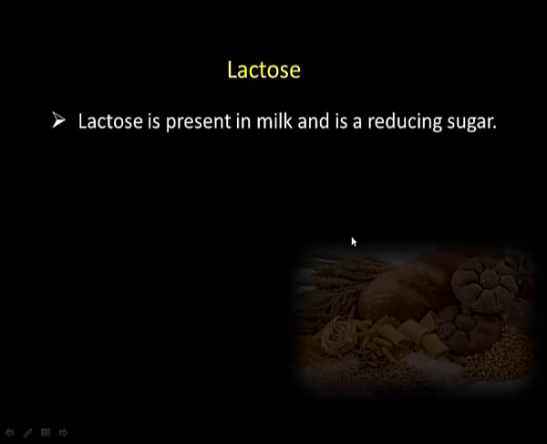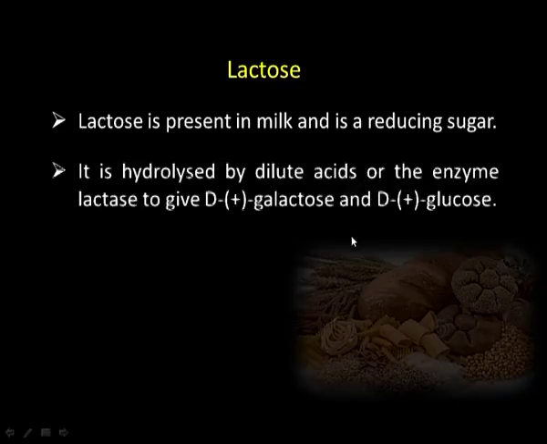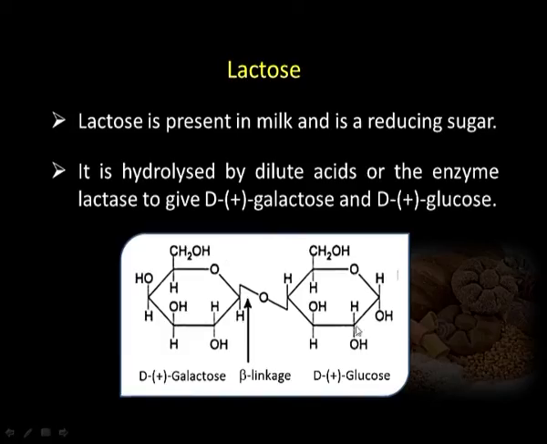Next disaccharide we take is lactose. Lactose is present in milk and it is also a reducing sugar. It is hydrolyzed by dilute acids or by the enzyme lactase to give D plus galactose and D plus glucose. Means the two monosaccharides which constitute lactose are D plus galactose and D plus glucose. Now how are they linked? They are linked like this.